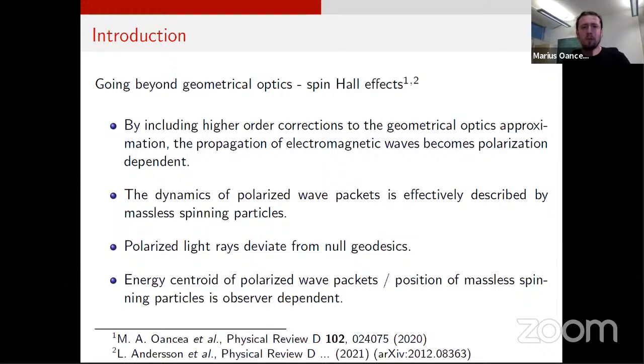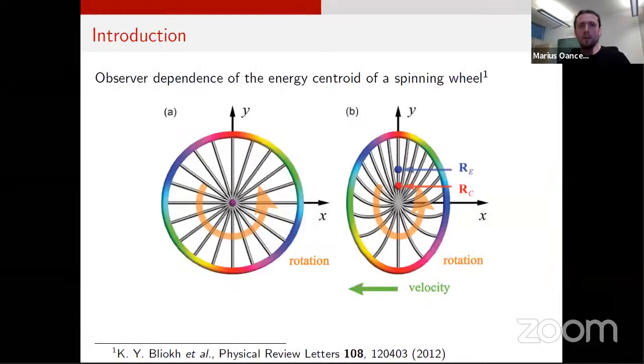Before going further, let me tell you a bit more about this observer dependence of the energy centroid of wave packets. I'm going to start with a simple mechanical model. Here I'm considering a spinning wheel, which is located in the XY plane, and the angular momentum is directed along the Z-axis. On the left, I have an observer who is at rest with respect to the axis of the wheel, and this is how the observer sees the wheel.